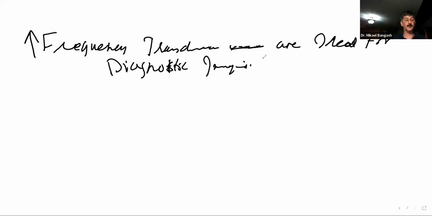And that is actually going to be very important, just confirm now. Why? Or we can put it as: why is it that high frequency transducers are ideal for diagnostic imaging? Because these high frequency transducers have a short wavelength, right? Right.